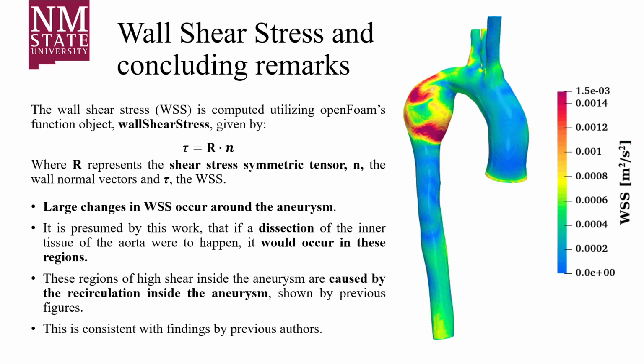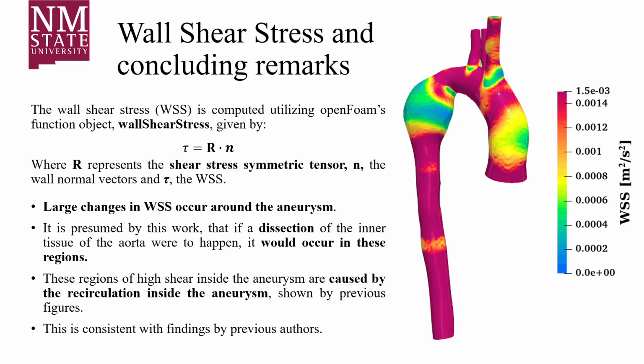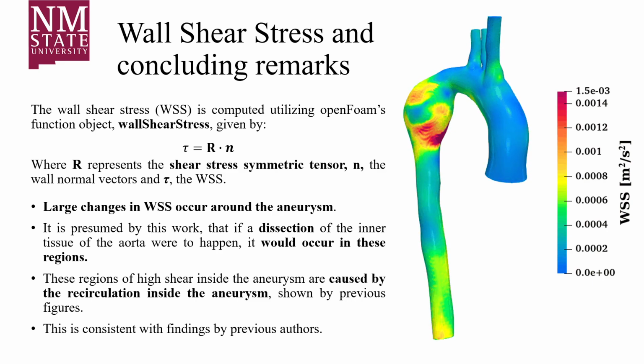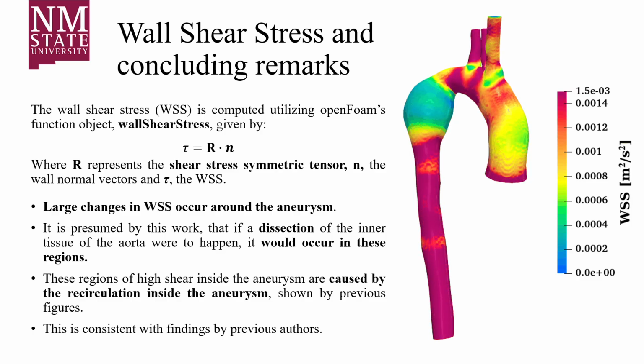First of all, we need to mention that this was computed through OpenFOAM's function wall shear stress, which uses the symmetric stress tensor and the wall normal vectors. In the animation, it's quite noticeable that additional oscillatory stress is caused by the recirculation in the aneurysm. This work presumes that if a dissection is to occur, it will be caused by this stress, and it will occur in the highlighted regions. Complementing this analysis with material properties of the tissue would result in a temporal prediction of the tear. This will be explored in future work.